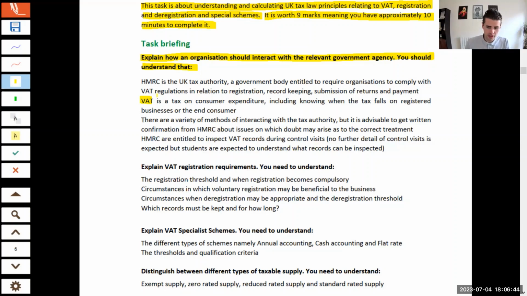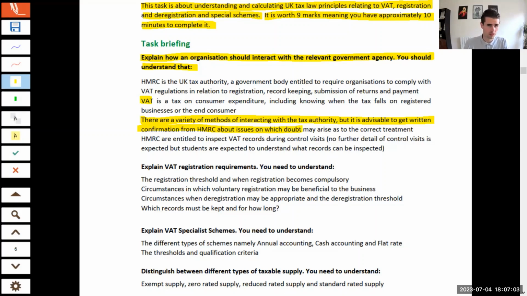A couple of other things on there. It's just that supplementary information, to be fair, like how you interact with HMRC. Best way to do it is get some sort of written confirmation about any issues or doubts. This is just good practice. You can remove the tax element, to be completely honest with you. It's just good practice in business.